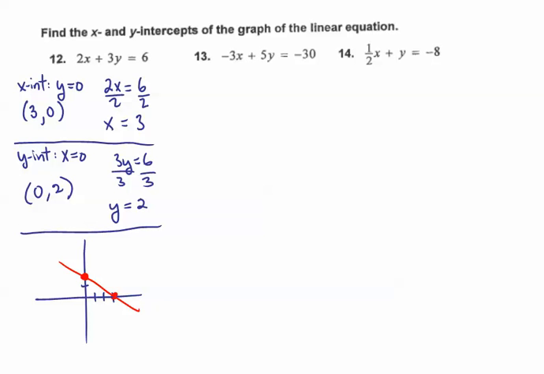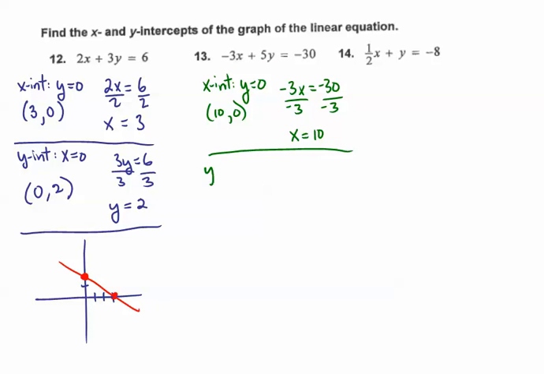Okay, in the next problem, we have negative 3x plus 5y. Again, x-intercept, y equals 0. That's the point something, comma 0. When we set the y term equal to 0, then we get, and I'll just cross it off here, negative 3x equals negative 30. Divide by negative 3, and we get x is equal to 10. So the x-intercept is 10, comma 0.